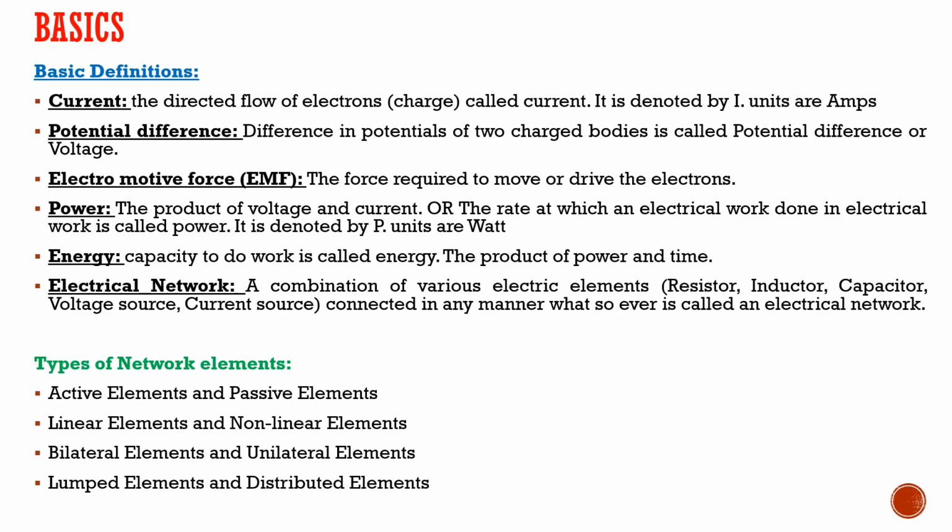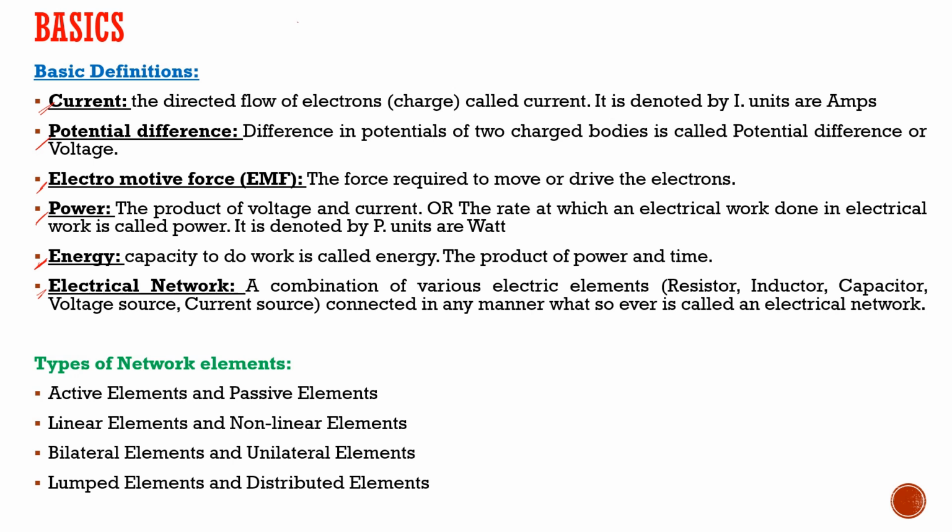To learn about these basics, we must know a few basic terms and terminologies. Regularly, we will see the first one is current, the second one is potential difference, the third one is EMF, the fourth one is power, which means electric power basically, the next one is electrical energy, and the last one is electrical network. So these terminologies we will come across every day in BEE. So for that reason, we need to know what is current.